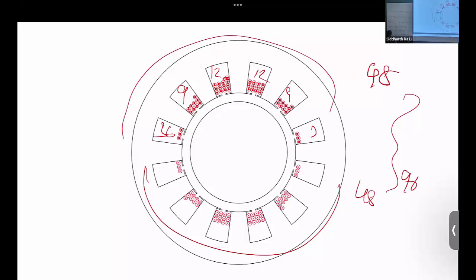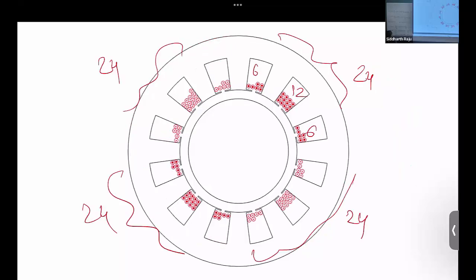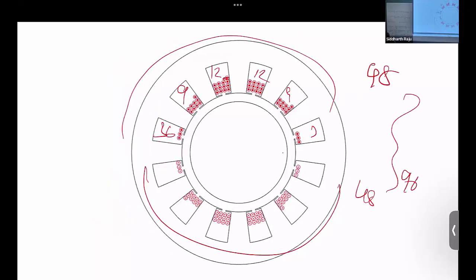All right. So we are comparing the case where there is the same number of conductors in a 2-pole motor and a 4-pole motor. Okay. What would have been the H here? At this point, what will be the H value?